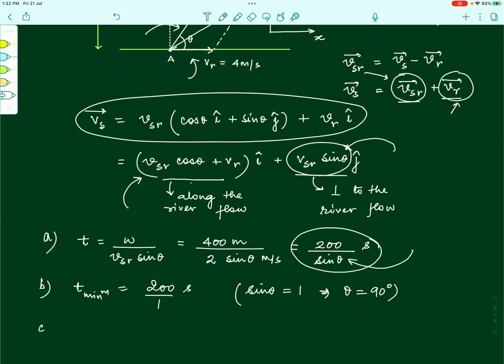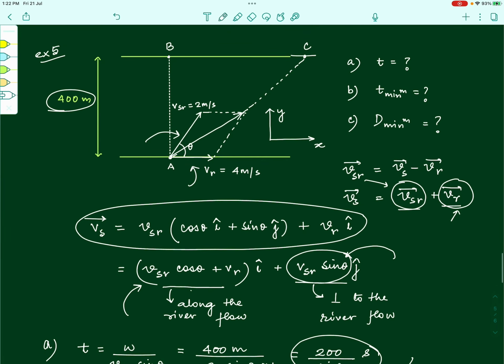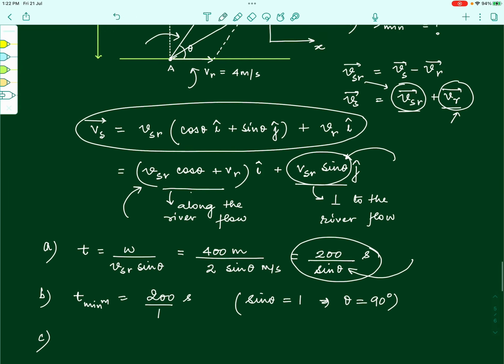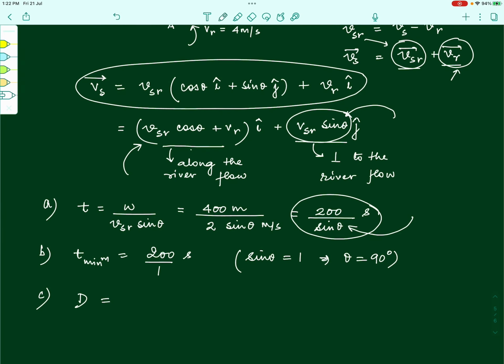And now for the third part, we have to minimize the drift. We have to find out the minimum drift suffered by the swimmer, for which we first find out the drift. Recall how we find out the drift. The drift is nothing but the distance travelled along the river in the time in which the boat crosses the river. So, what is the velocity along the river flow? It is this velocity component. So, it will be velocity along the river, VSR cos theta plus VR, into the time that the person takes to cross the river, which in general is 200 by sin theta. So, this is the expression for drift that we are getting, and now we have to minimize this drift.